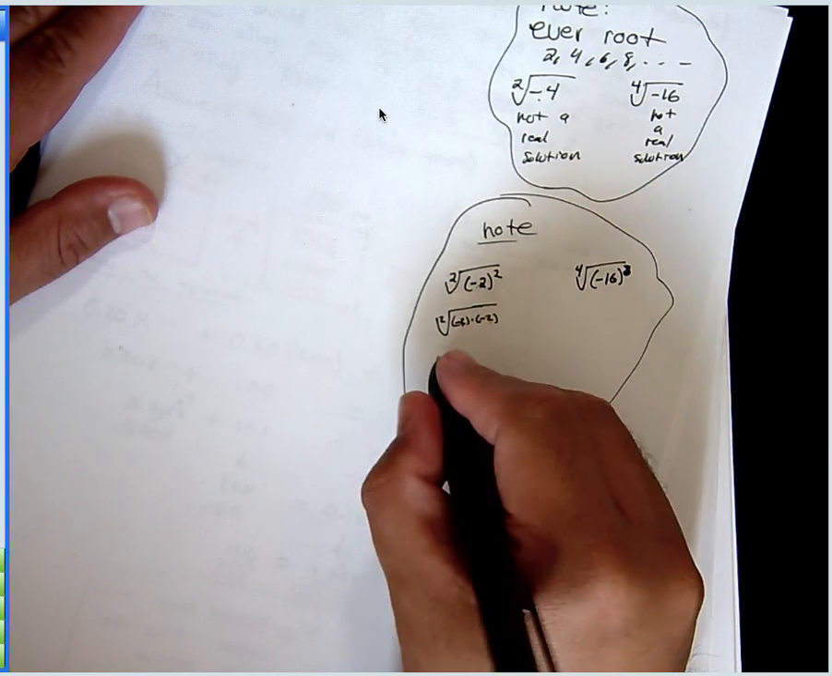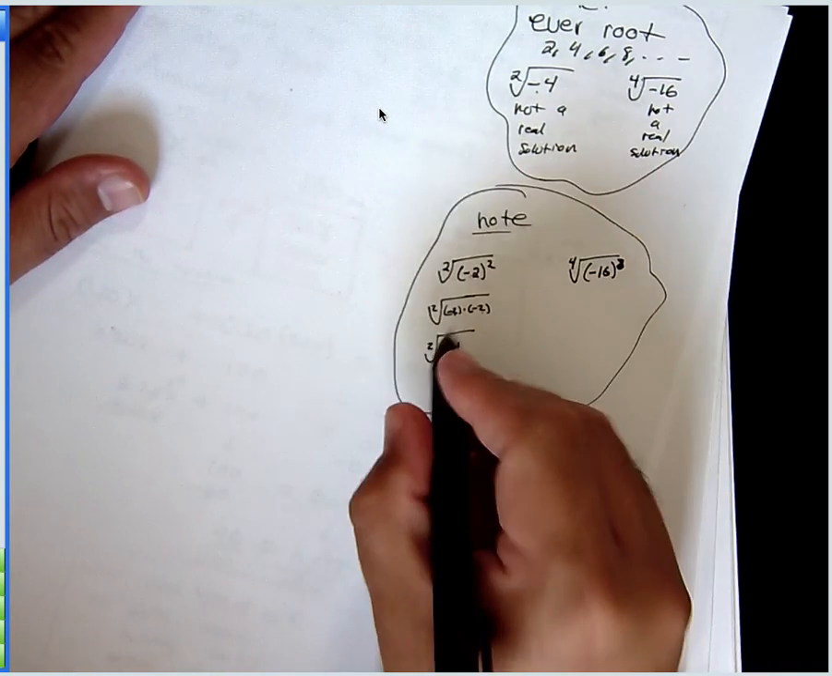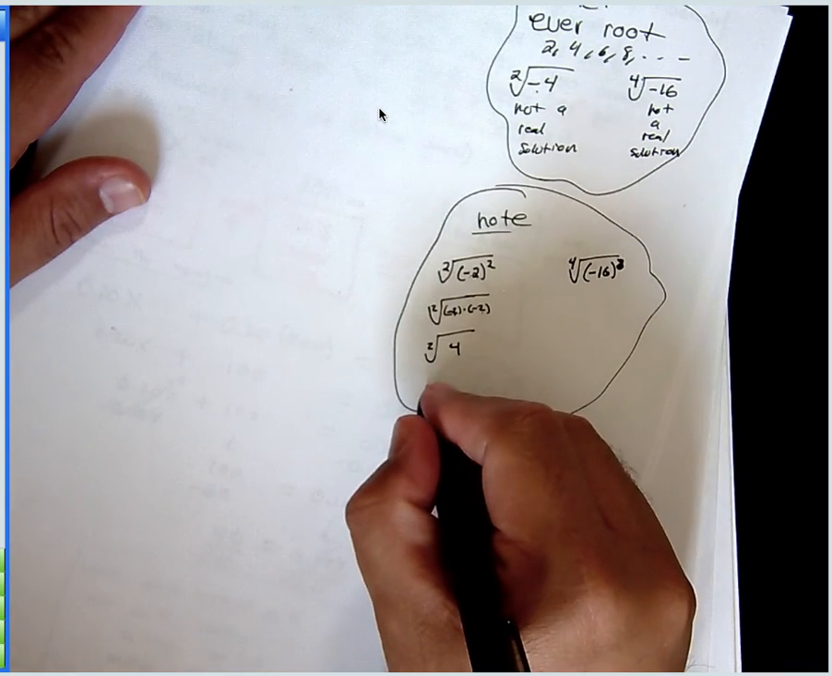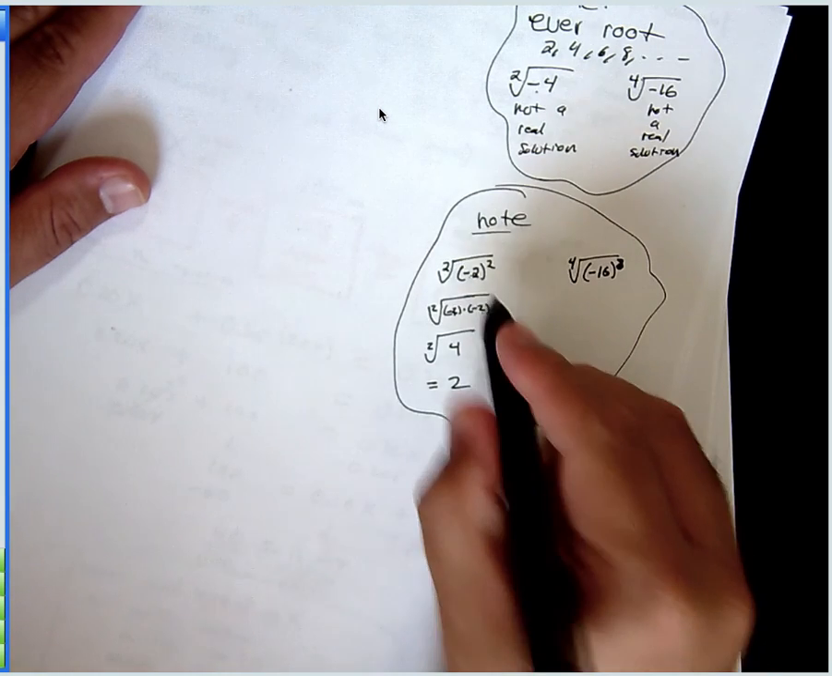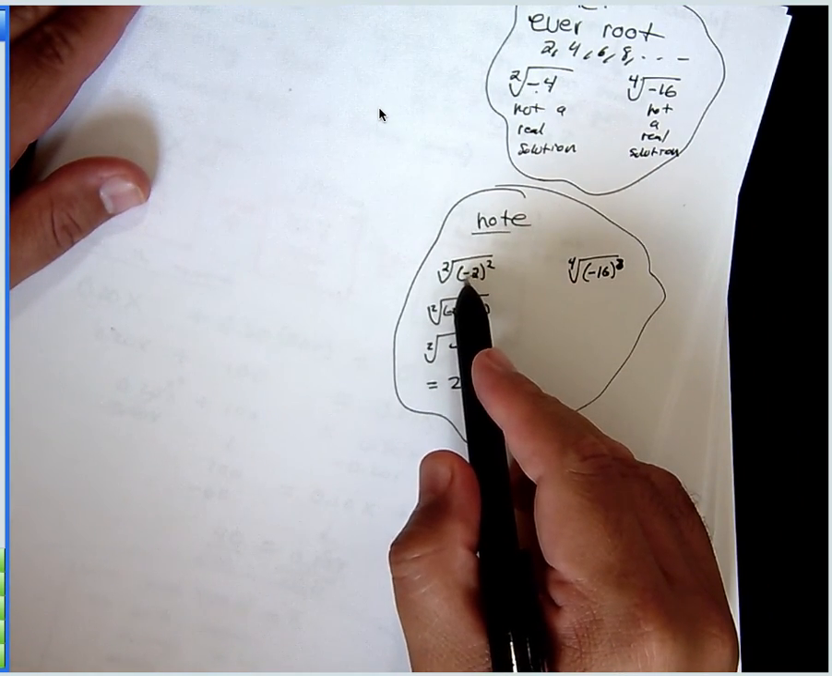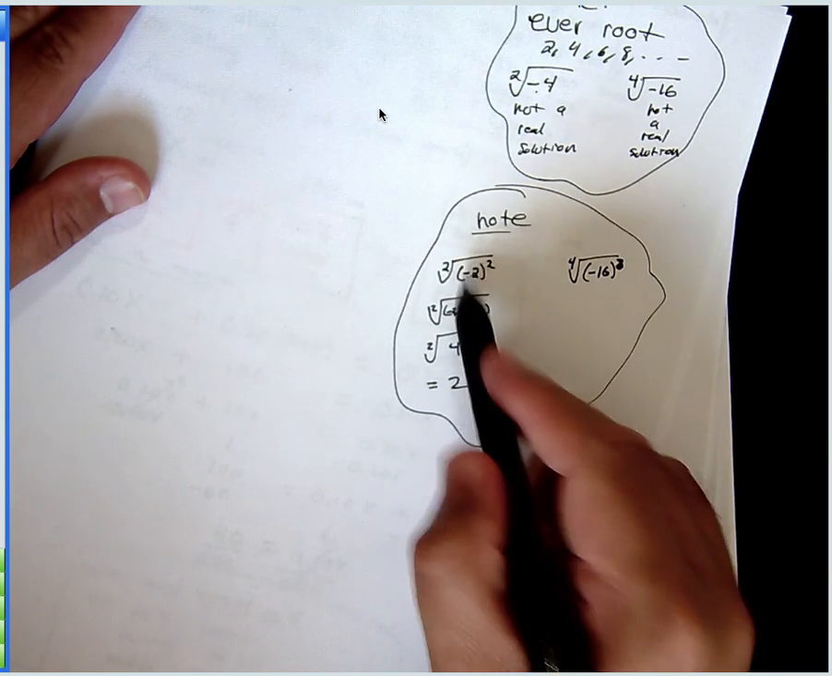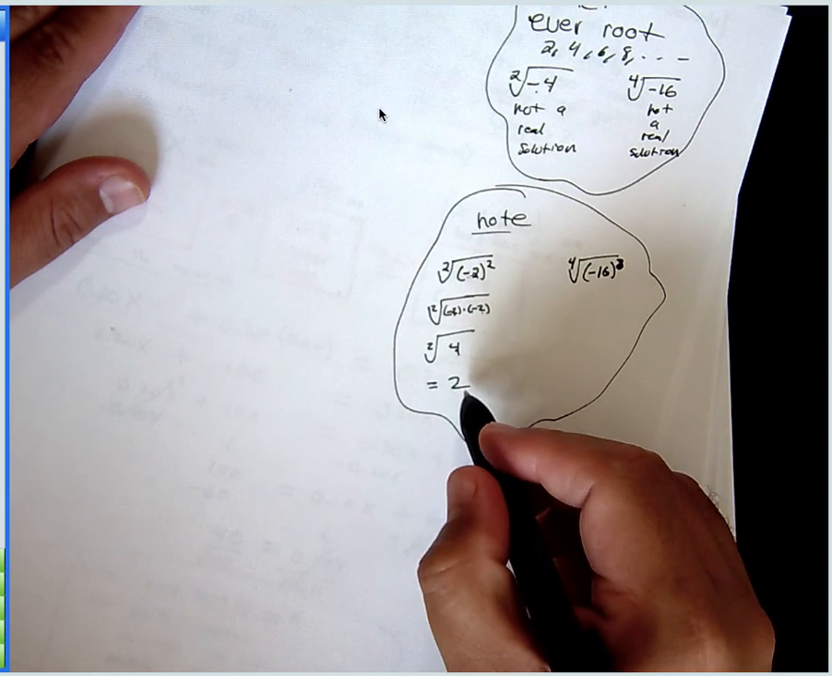-2 times -2 gives you a positive number, which is 4. And we know the square root of 4 is just 2. So you see, this one doesn't have a solution. That one, even though it's a negative, has an exponent, which makes it a positive at the end. So it does have a solution.